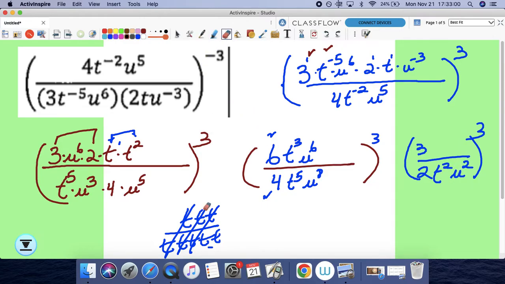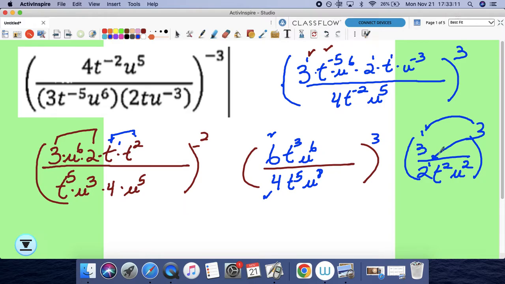Otherwise, so what we end up getting, and then if we multiply the 3 times the exponent of 1 from the 2 times the exponent of 2 times the exponent. So we get 3 to the 3rd power, 2 to the 3rd power, t to the 6, because 2 times 3 is 6, and u to the 6. Take one more step.